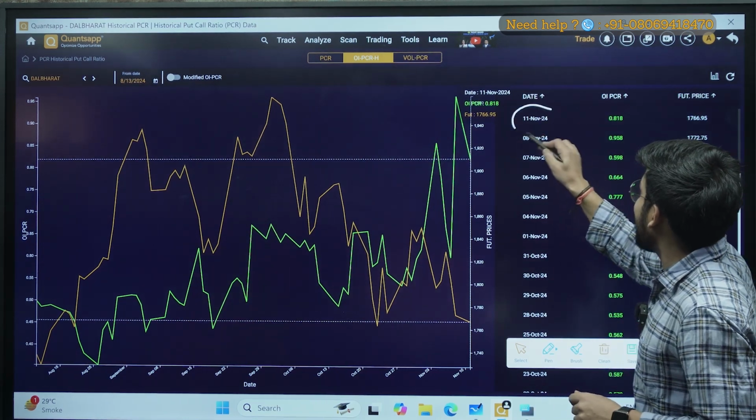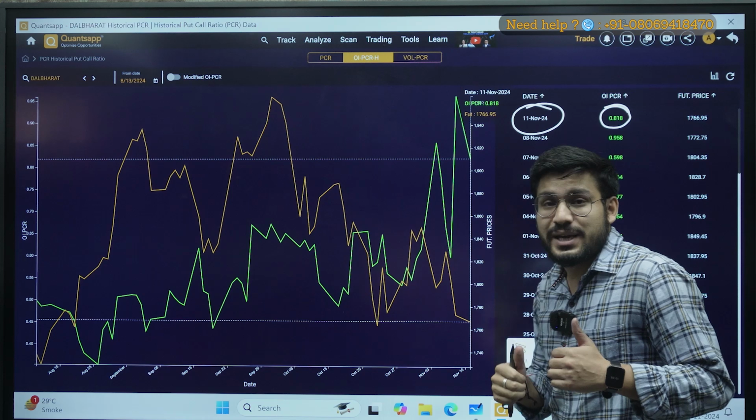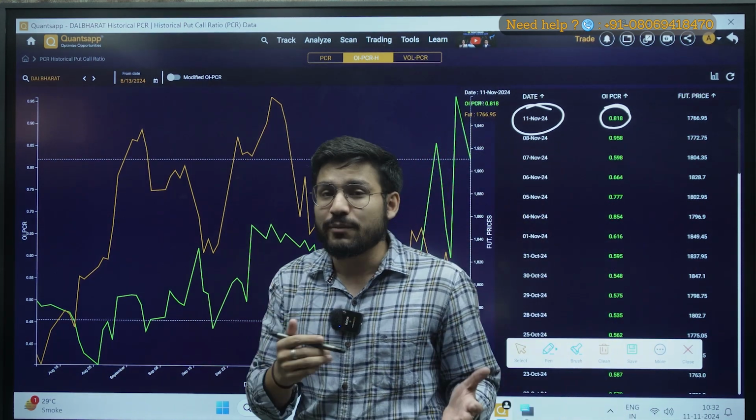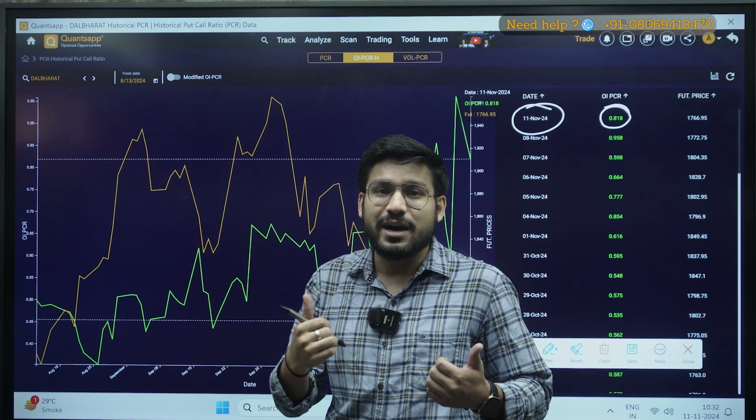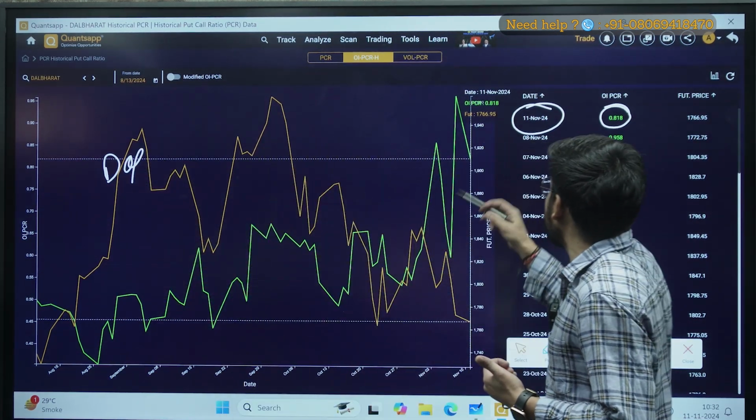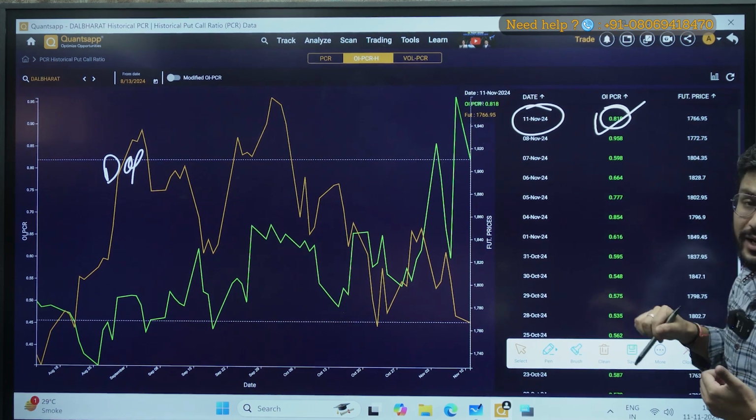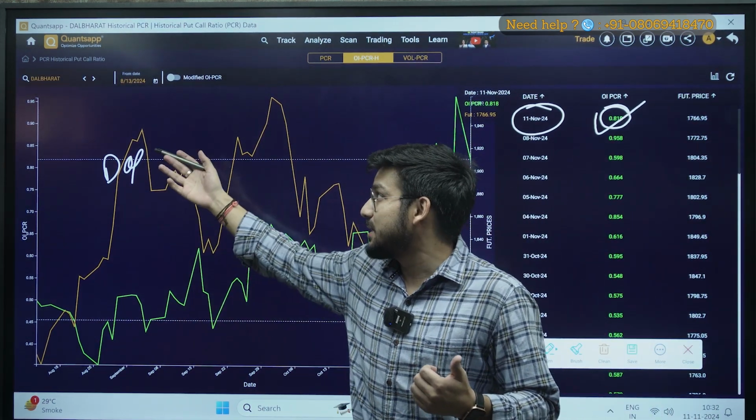Right now, you can see on the 11th of November, currently it is at 0.818. It means it is at the overbought position. And I already had an analysis that Dalmia Bharat will go down. Also, I can see the PCR is currently very high. It means it is overbought, so the market will fall down in this particular stock.